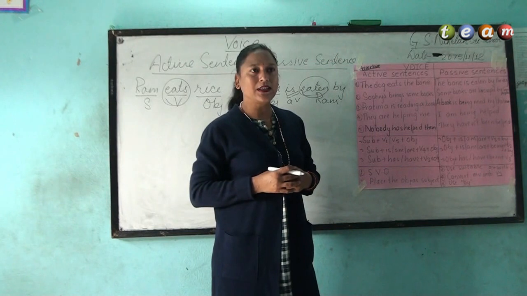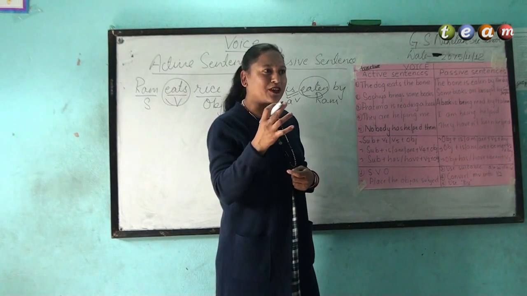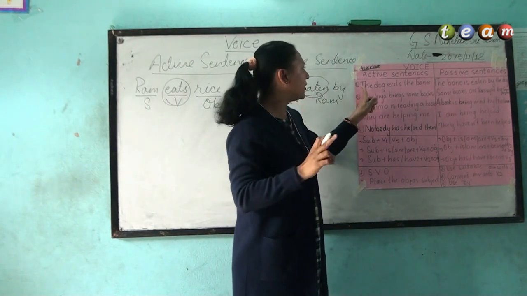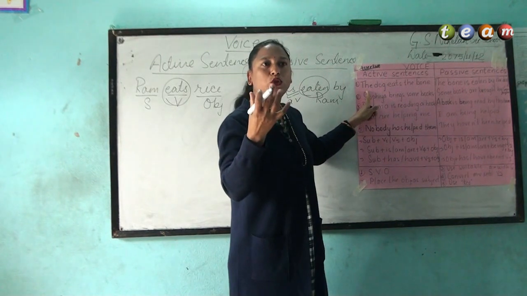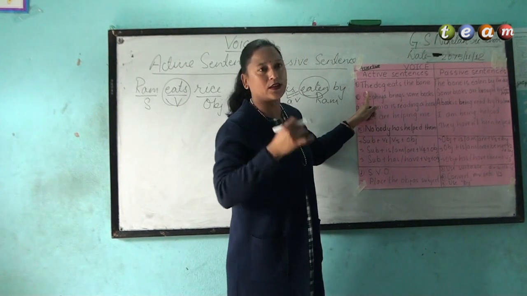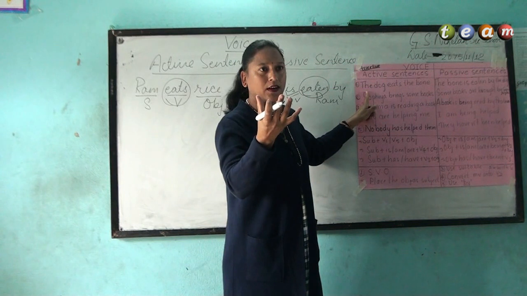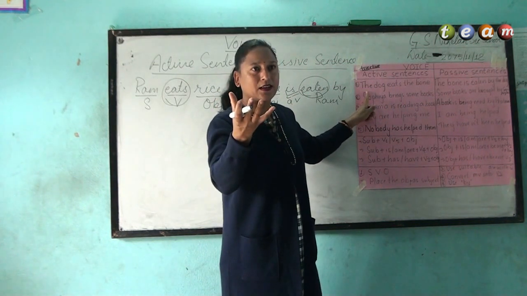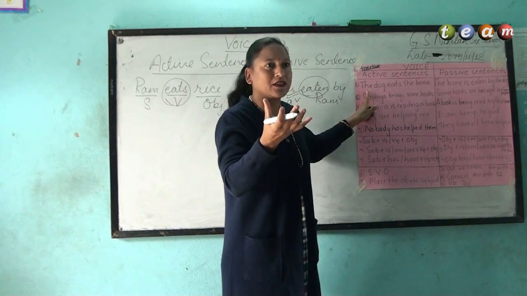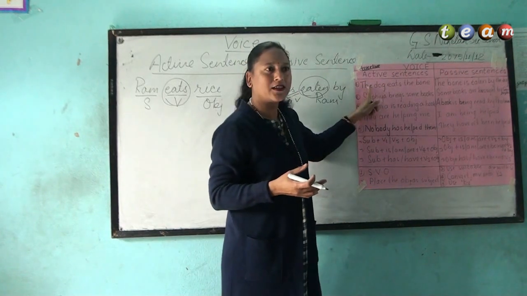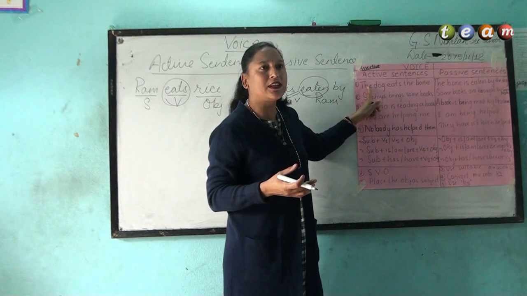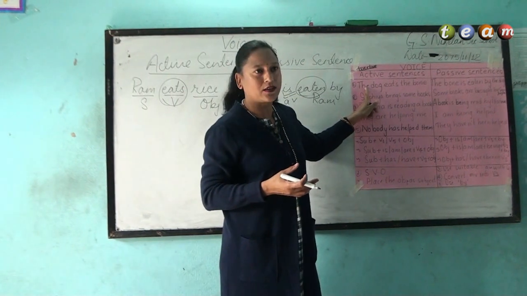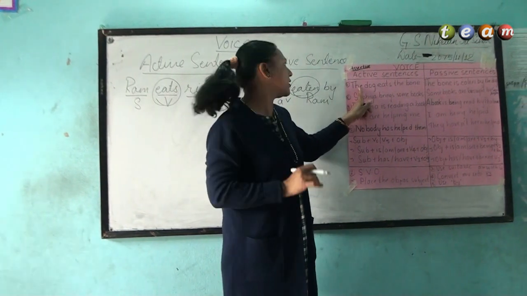Can you find it out easily? It's a little bit difficult. So every time, remember: who is the doer? Who is the actor in a sentence? Are you getting me? Who is the actor? So who is the actor here? The dog. That's why the dog is the subject here. The doer, the one who does the work, is the subject.